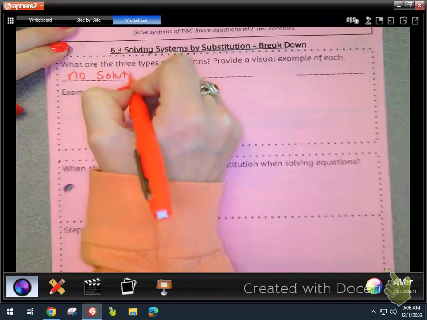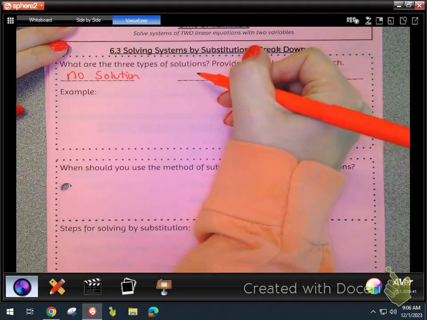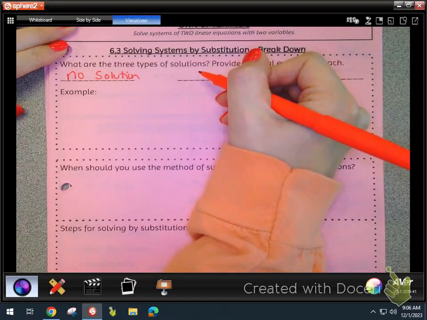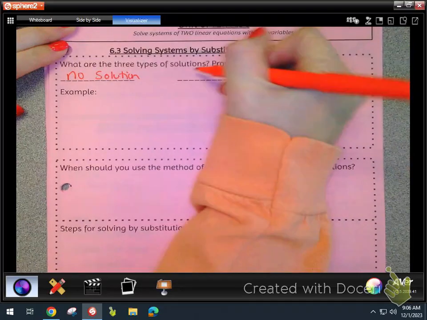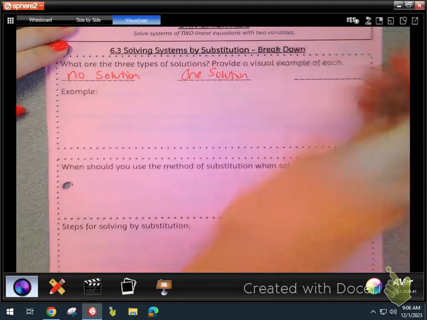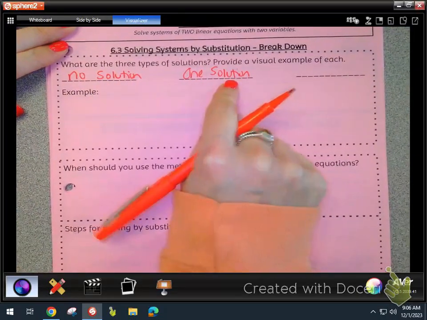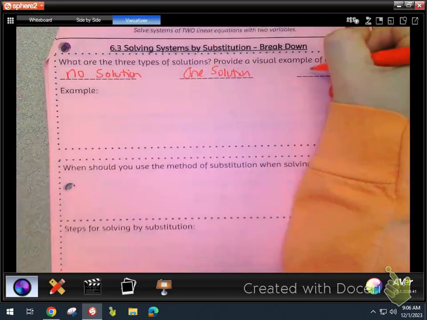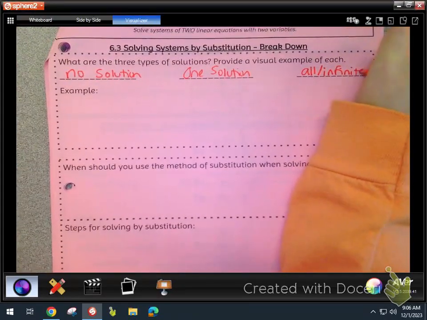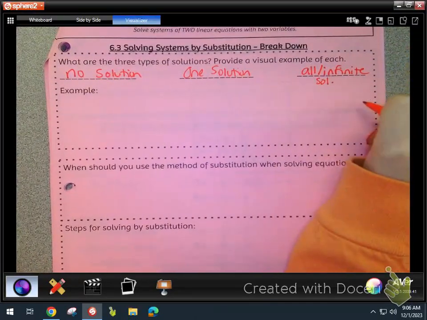And the second one will be one solution. Because if there is one, there could be one. So there could be none at all. There could be one. And the last case is all, or infinite. And y'all don't have to write both of those. It's totally up to you how you write that. So that's the case where every single point is shared.